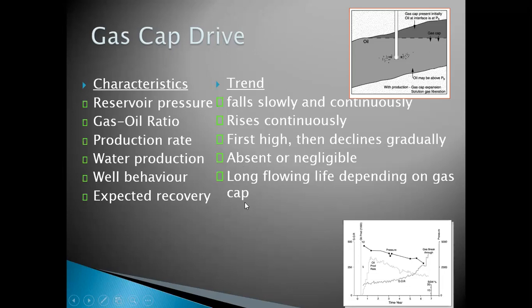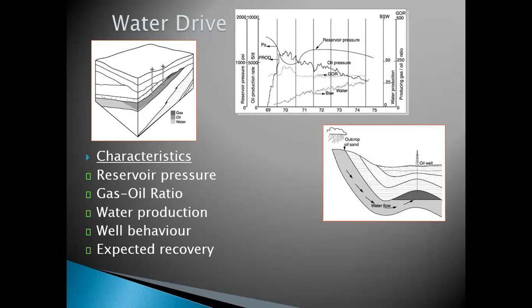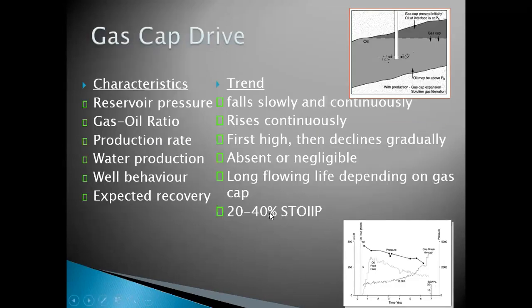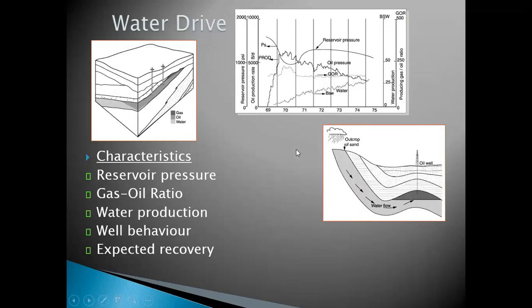So when you look at what kind of drive mechanisms you have, you look at these trends, and based on those trends, you decide the surface facility. For example, it has no water production, so you don't need to do water handling there. But if it has water production, then you have to manage it. Recovery is 20 to 40%, so it's a bit higher than the previous one. In the water drive case, the reservoir pressure is high.